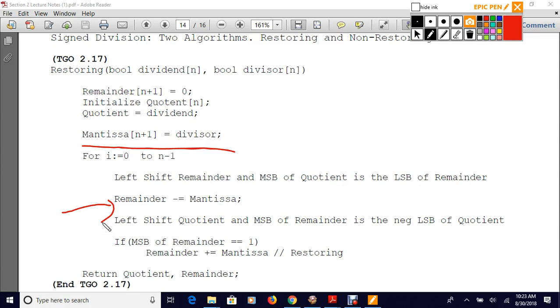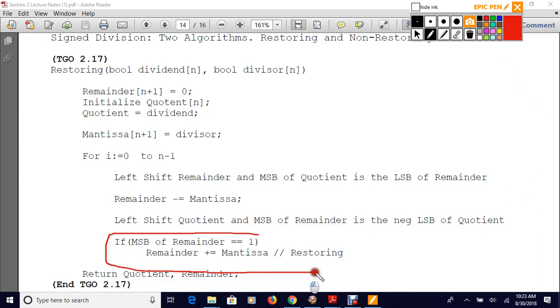And this is another one where after I go over the algorithm, this will make a lot more sense. You left shift the quotient, and the least significant bit of the quotient is the negation of the most significant bit of the remainder. So every time you're going to flip it. When we get to the example, I will show you what that means. And then here's the restoring part. We do this every iteration. If the most significant bit of the remainder is 1, we add the mantissa back to the remainder, right?